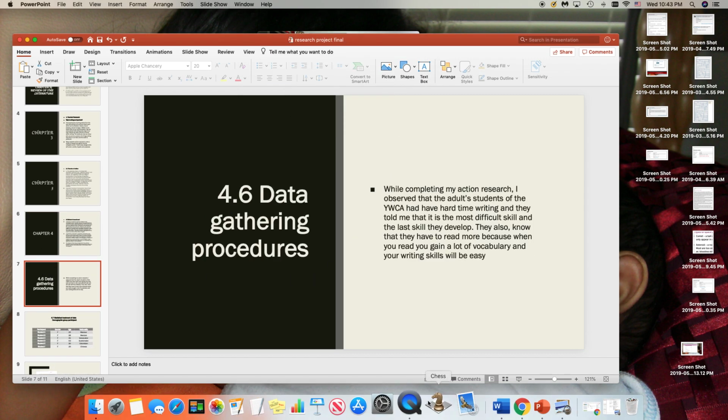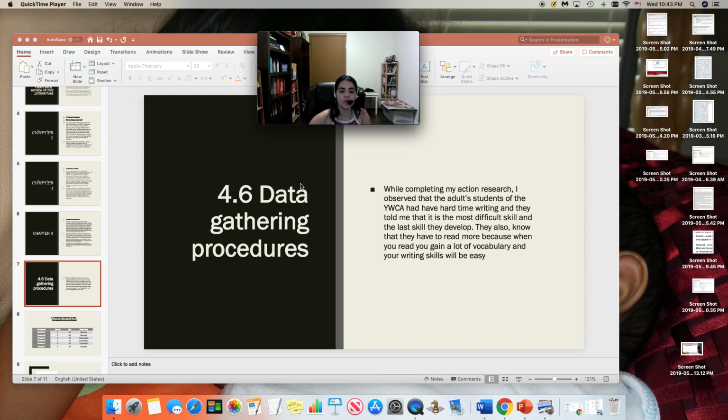Continuing with chapter 4, these are the data gathering procedures. While completing my action research, I observed that the adult students of the YWCA had a hard time writing, and they told me that it is the most difficult skill and the last skill they develop. They also know that they have to read more, because when you read, you gain a lot of vocabulary and your writing skill will be easier.